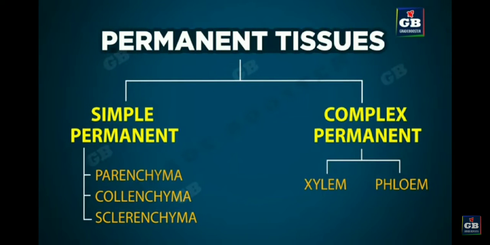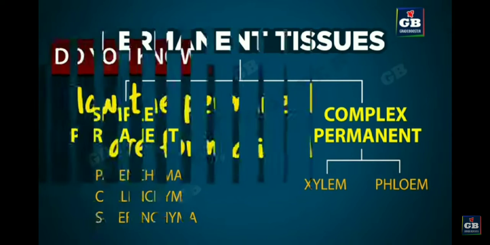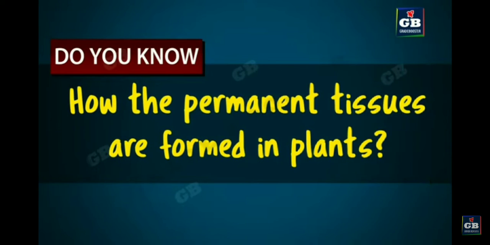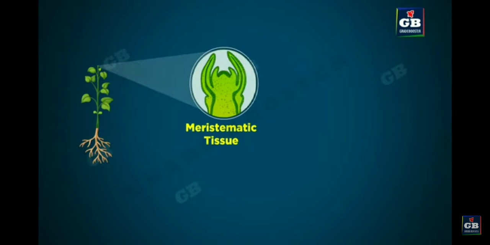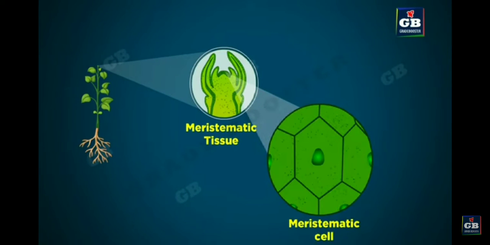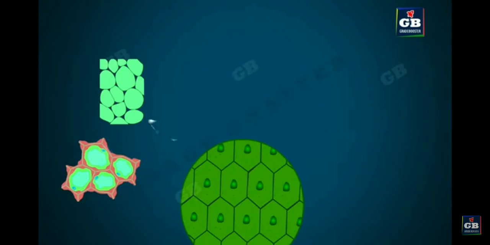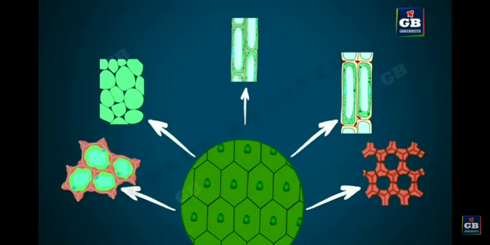Now, let us learn about permanent tissues in plants. Do you know how the permanent tissues in plants are formed? We learnt about meristematic tissues. Meristematic tissue is the dividing tissue. That means the cells of meristematic tissue divide continuously. If these cells stop dividing, then they take up a specific shape and a specific job and form the permanent tissue.